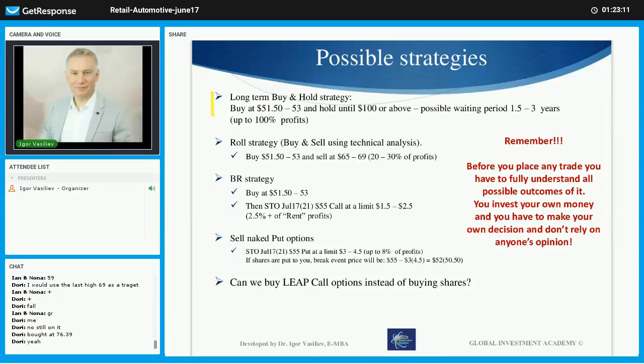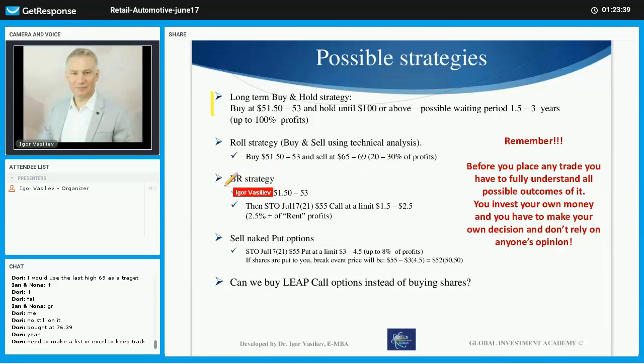All right, so another strategy which we can use, roll strategy, as I said already. So you buy at 51, 53 and sell at 65, 69, 70. Yeah, correct, Dory. You need to make an Excel, or you can do it in your Interactive Brokers account. Can have quality companies and put it there, all right, and have it there.